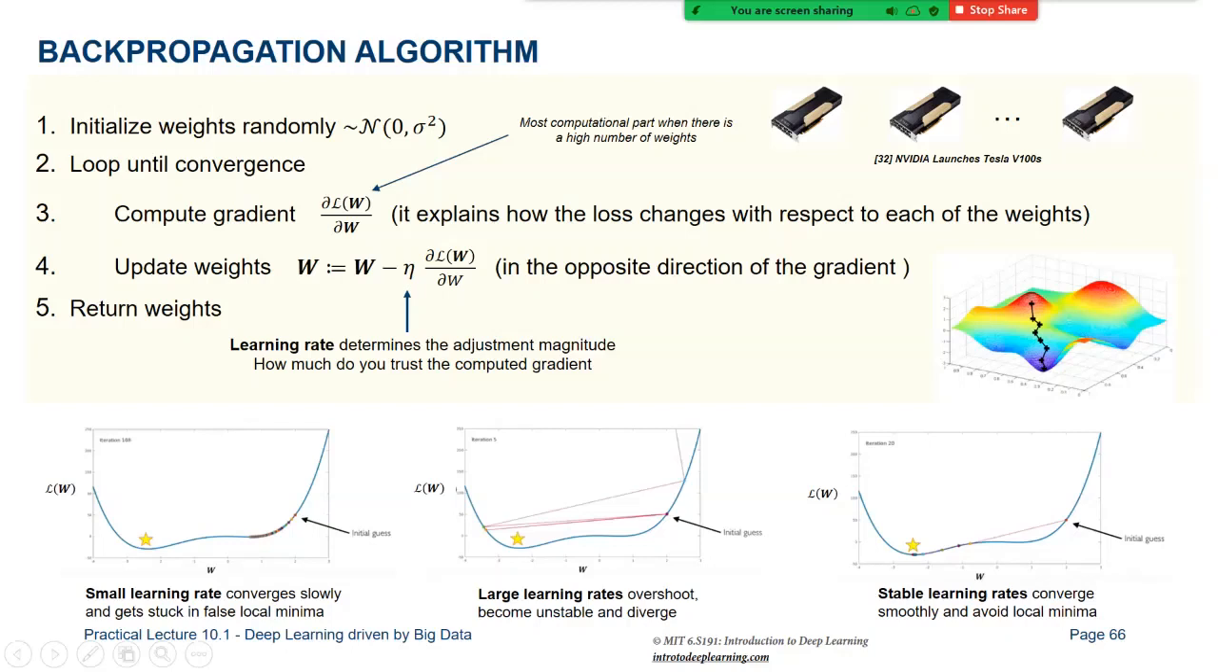But how long will the step be to go down the hill? And this depends, of course, on how much you trust the loss function. This is basically regulated by the so-called learning rate, which is just a factor that you multiply, which will determine how far you walk down the hill. And this is another parameter that you will have to learn or determine.